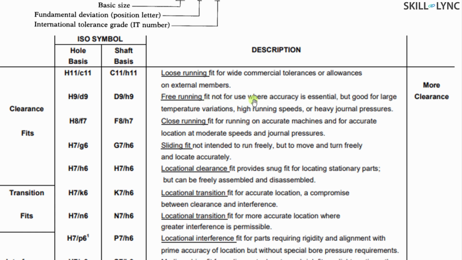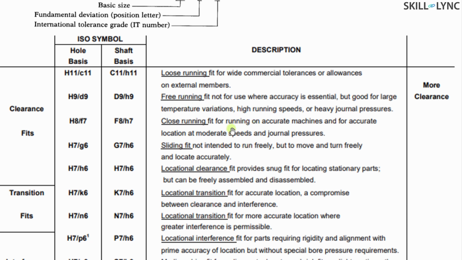This is used where accuracy is essential, but it's going to be applied for large temperature variations or high running speeds, or where heavy journal pressures are exerted. So in those conditions, you go for this free running fit. In this condition, that is a close running fit.